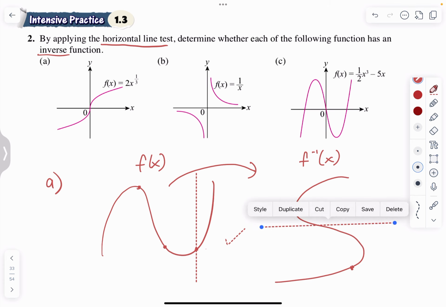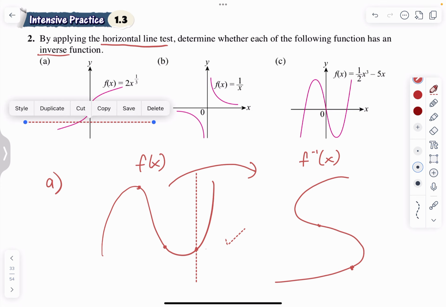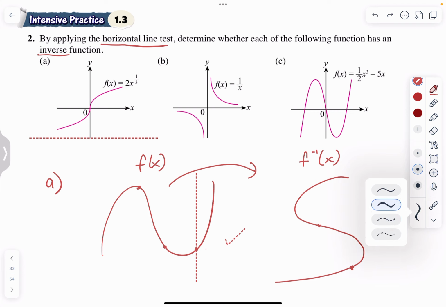Okay, when you bring up, it cuts at one point. So let's bring the horizontal line here. Okay, so this one, the whole graph, it only cuts at one point. Here one point. When we move this up, here one point. So when it only cuts at one point, that means this is a function. This is a function.